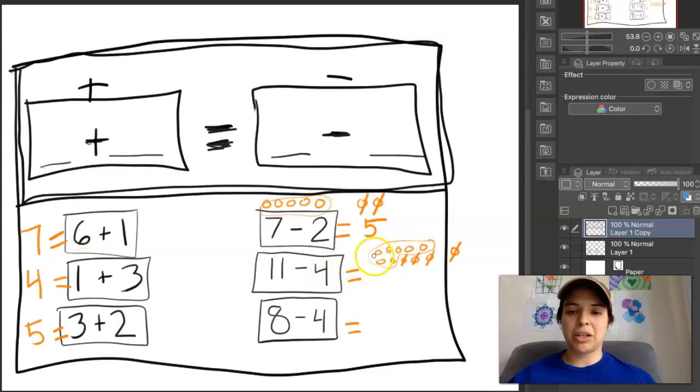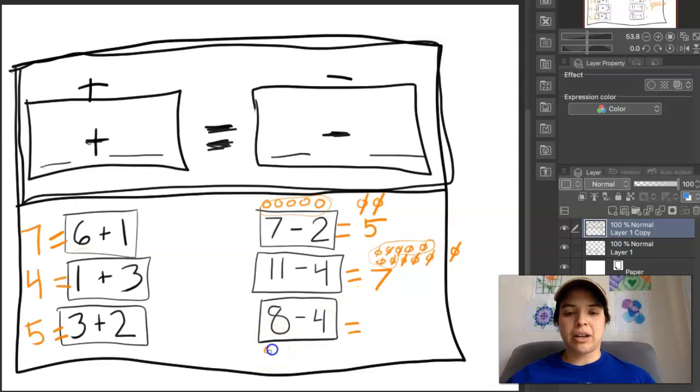What is 11 minus 4? Well, it's 1, 2, 3, 4, 5, 6, 7. Ooh, okay. So 11 minus 4 is the same as 7. Because there was my 11, and I crossed off 4 of them, and I ended up with 7. All right. Last one. 8 minus 4.